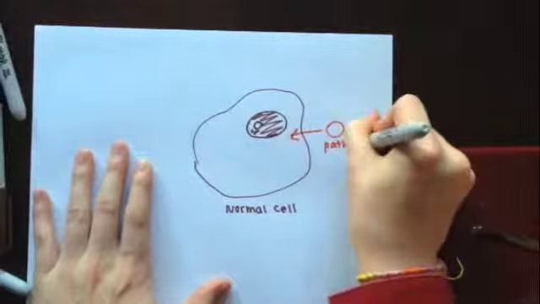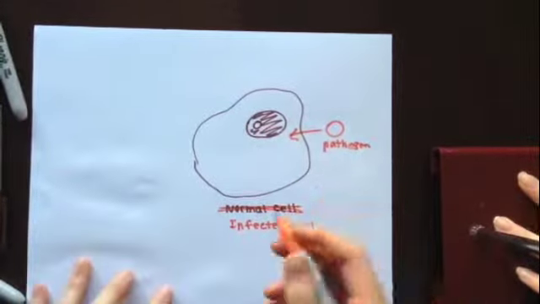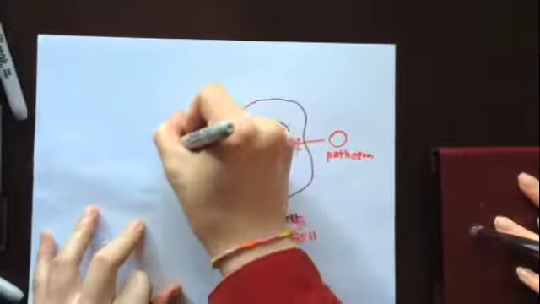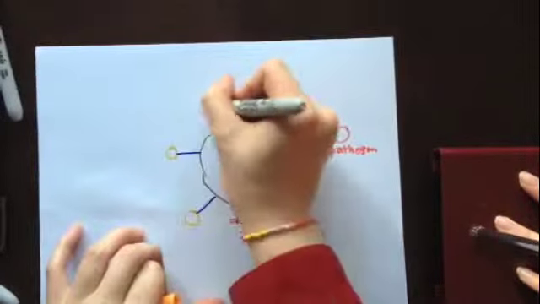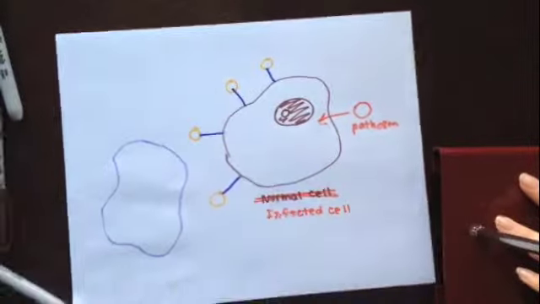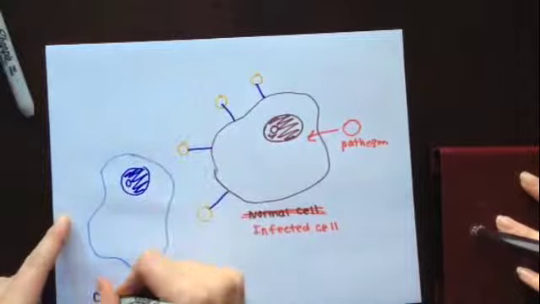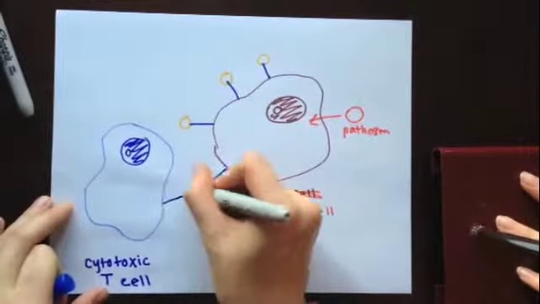When a pathogen enters a normal cell, the cell becomes infected and displays the pathogen's antigens on its surface. The cytotoxic T cell is usually specialized for a certain antigen and attaches to the cell that displays those antigens. After the cytotoxic T cell attaches to the infected cell, it releases chemicals which kill the infected cell and the pathogen inside it.